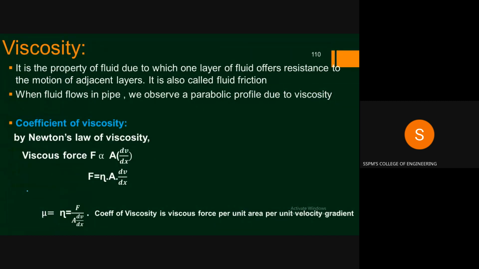Now the next concept is about viscosity. Basically viscosity is the property of a fluid due to which one layer of the fluid offers resistance to the motion of the adjacent layer. This is also called fluid friction. For viscosity there is a law called Newton's law of viscosity. The basic equation is that the shear stress offered by the fluid is equal to viscosity mu into the ratio du by dy. This is called the velocity gradient.